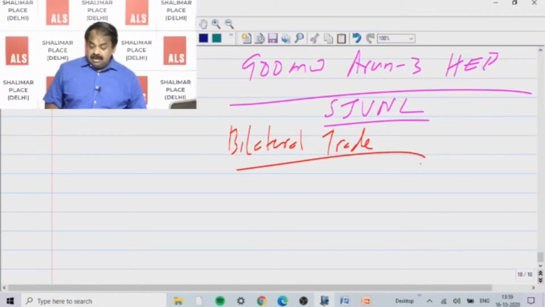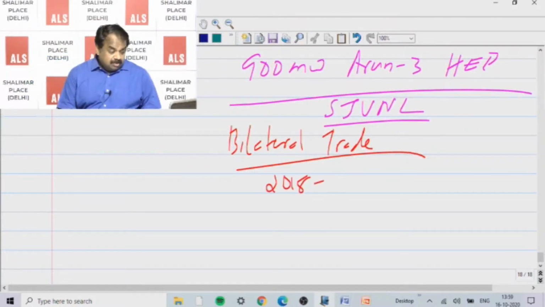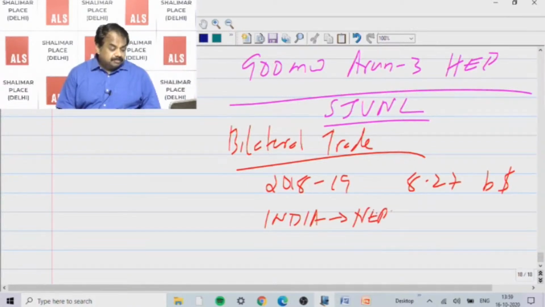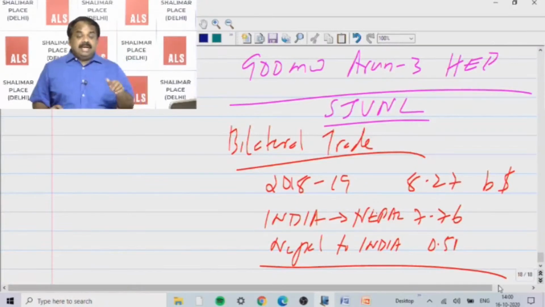The bilateral trade in 2018-19 has crossed $8 billion. 2018-19, $8.27 billion. India's export to Nepal is 7.76, and Nepal to India, of course, is only 0.52. Not even 52, 0.51. That means 500 million only. So, Nepal is not able to export much, but India is exporting 7.